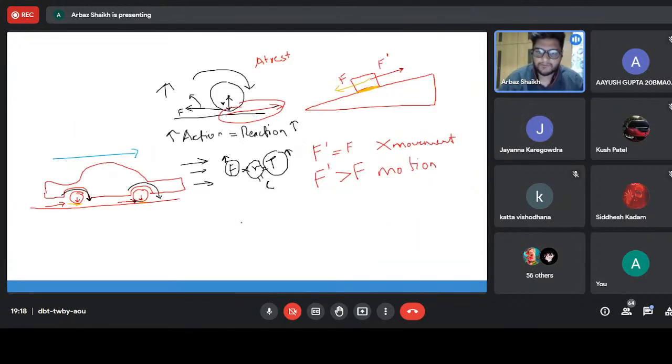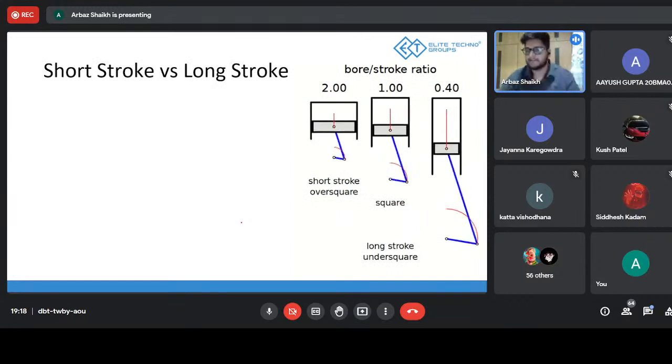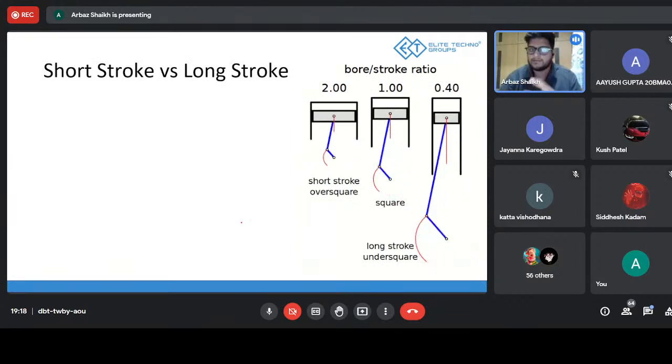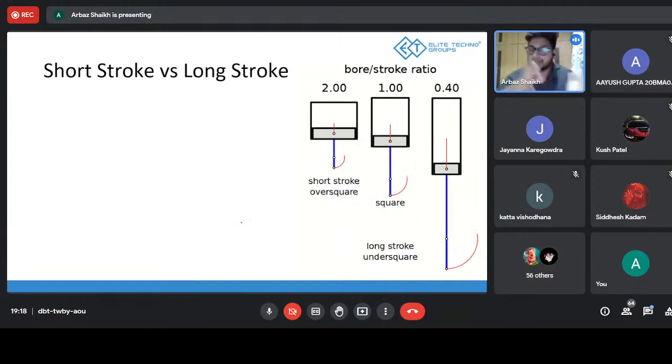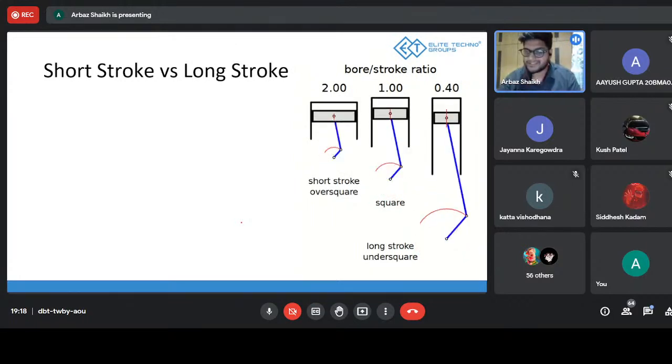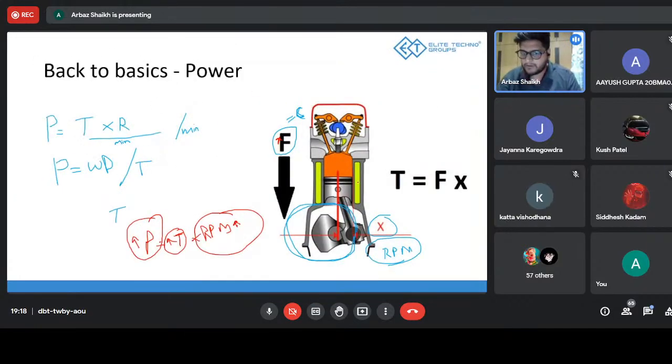Okay, before we get into how power and torque work, let's first look at how torque is varied in an engine. There is something called a short stroke and long stroke engine. So what is a stroke and a bore? In this engine, the vertical displacement of the piston is called the stroke, and the diameter inside the cylinder is called the bore. So every engine has a bore and a stroke.